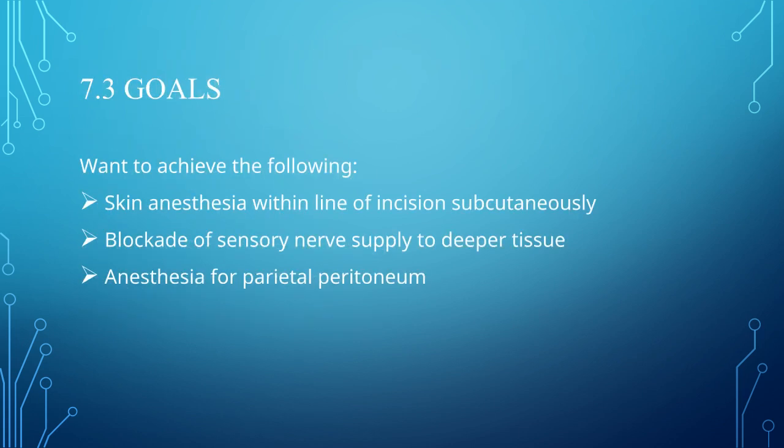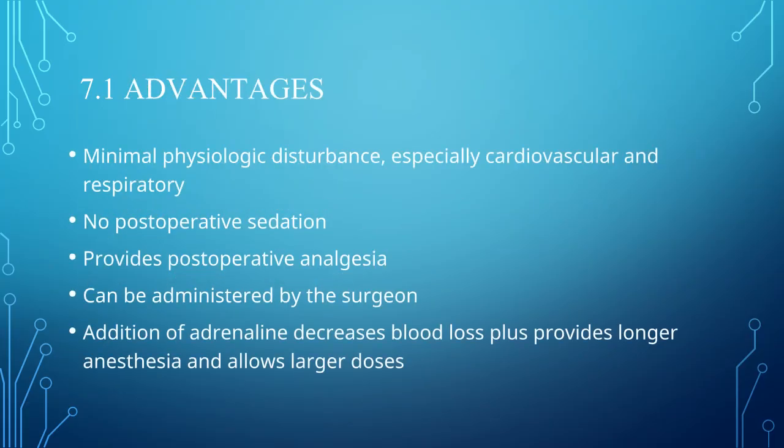The objective is a multi-layered blockade. We aim to achieve complete skin anesthesia along the planned incision line and in the subcutaneous tissues. Deeper, we need to block the sensory nerve supply to the musculature and aponeuroses. Finally, we must ensure anesthesia of the parietal peritoneum, which is crucial for managing discomfort when the hernia sac is manipulated. Local anesthesia offers profound benefits.